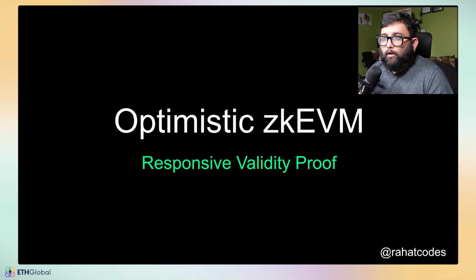Now, the third part of all of this is the optimistic ZK EVM. The optimistic ZK EVM is built on what we call a responsive validity proof. Now, generally, you would have two types of proofs in L2s. You have your fraud proofs and you have your validity proofs. We took an approach that kind of combines a little bit of both sides.